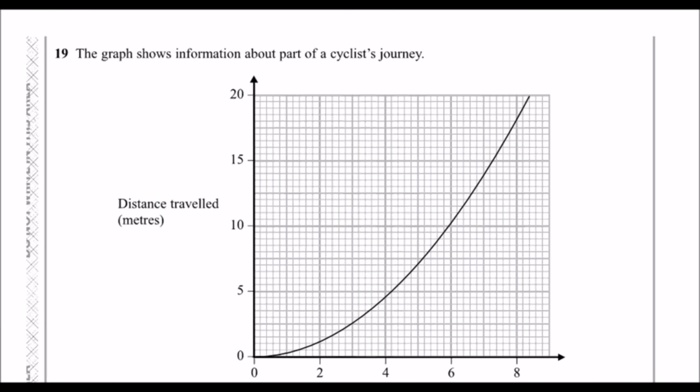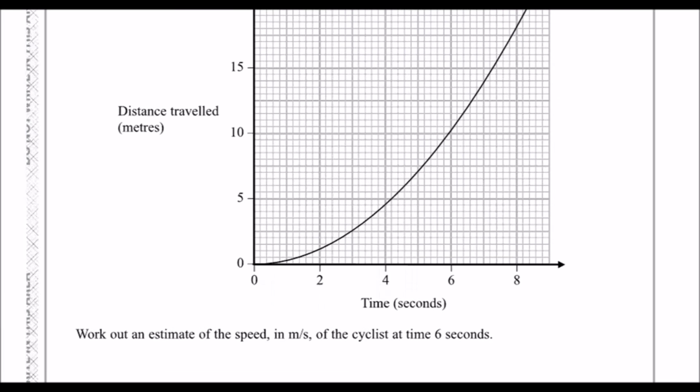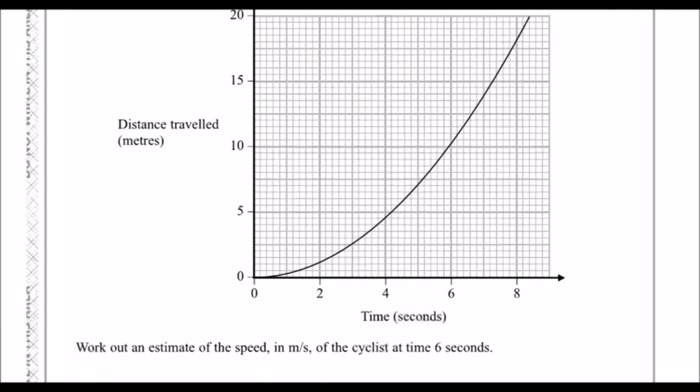Question 19. The graph shows information about part of a cyclist's journey. So we've got distance covered in meters and time in seconds. Work out an estimate for the speed at time 6 seconds. So for a distance time graph, the speed is the gradient. So we want the gradient when the time is 6. So the gradient here, and we're going to draw a tangent at that point.